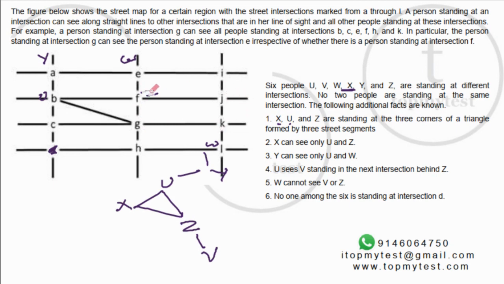So U cannot be fitted here, right? If I fit U here, then there'll be a problem. If you have Z, V, this is X, where will I fit Y? There is no place to fit Y, because U has to see Y. There is no place left. So U cannot be fitted here also.